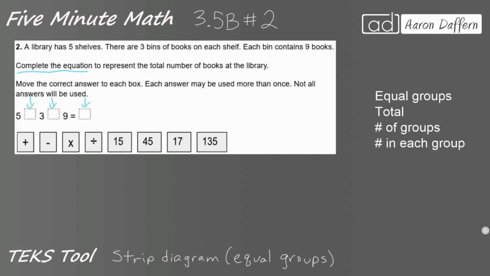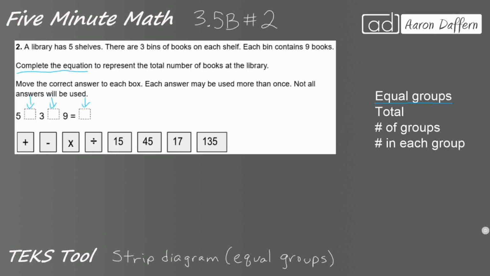So first, let's draw a strip diagram, then we'll build our equation. A library has 5 shelves. There are 3 bins of books on each shelf, and each bin contains 9 books. Well, do we see anything that says equal groups, that we have the same in each group? The actual answer is yes, but I actually see it in a few different spots.